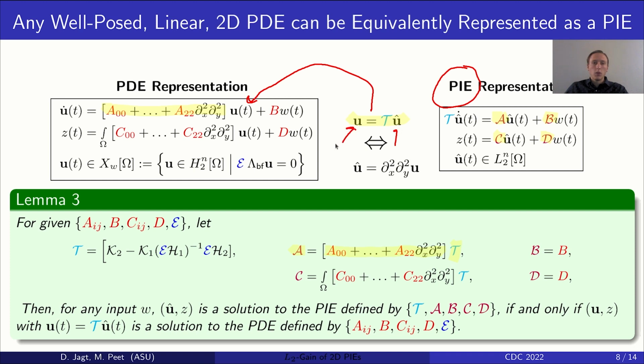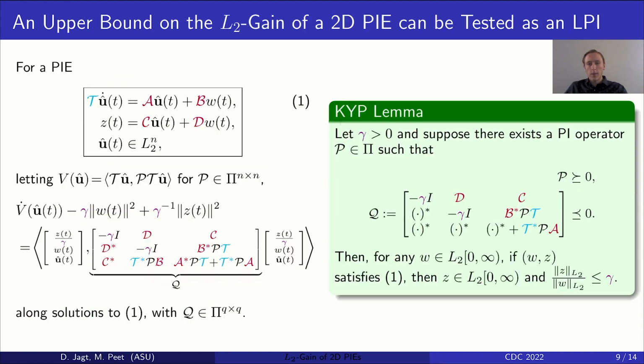Now these two representations are equivalent, meaning that for any solution u hat to the system to the PIE, we have a solution u to the PDE, and for any solution u to the PDE, we have a solution u hat to the PIE. Moreover, in the PIE representation, the state u hat does not have to satisfy any boundary conditions, meaning that we can compute a bound on the L2 gain of the system using the KYP lemma.